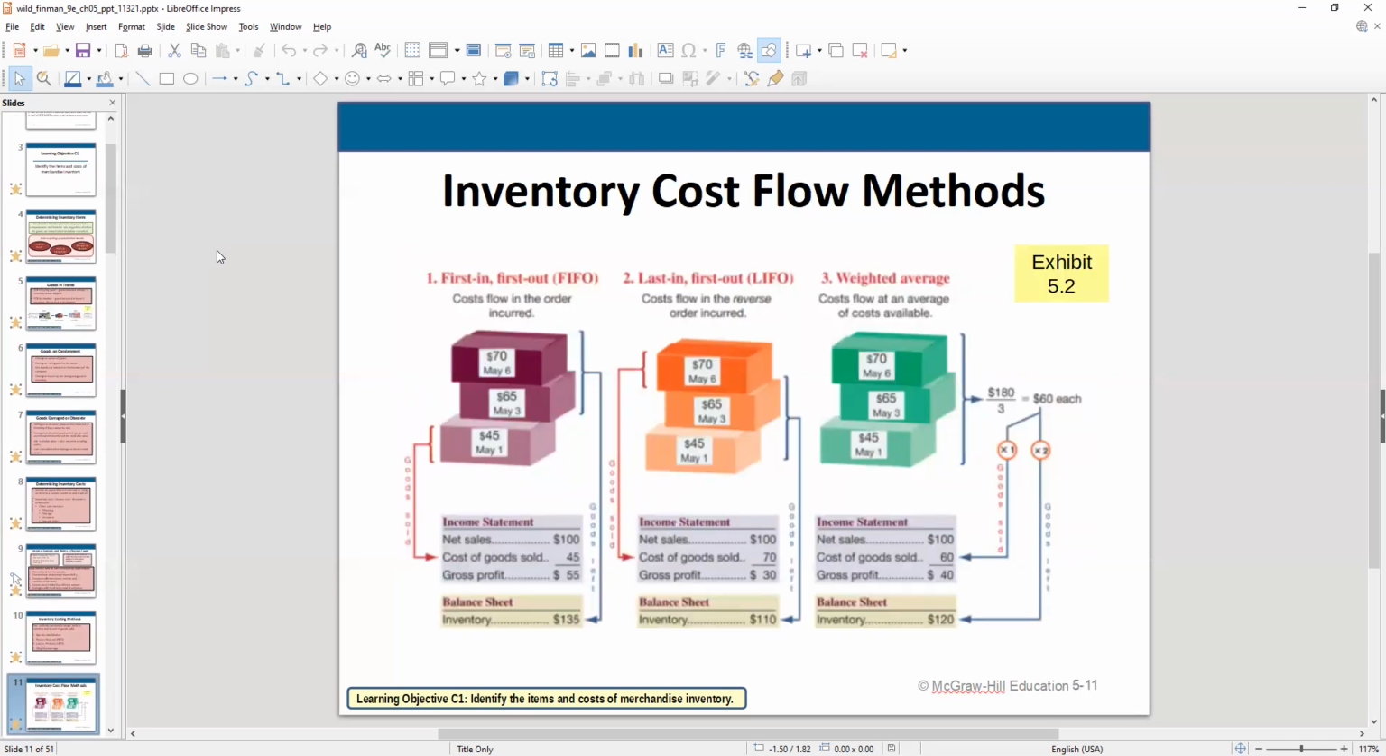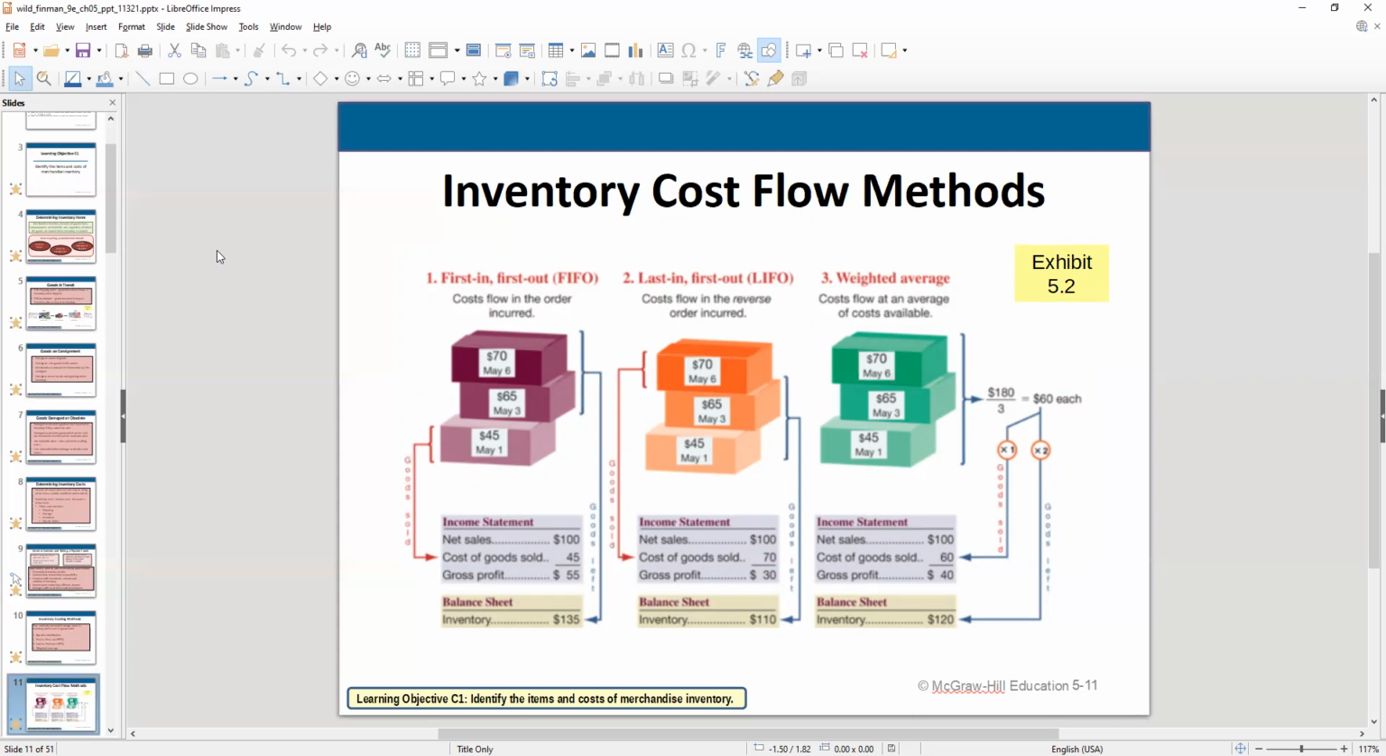Exhibit 5.2 in your textbooks gives really a good illustration of FIFO, LIFO, and weighted average. To keep FIFO straight from LIFO, just picture what if you're in a restaurant, and you want to use up the oldest stuff first. Okay. The stuff that came in first. And that's how you're going to account for the inventory costs the same way.